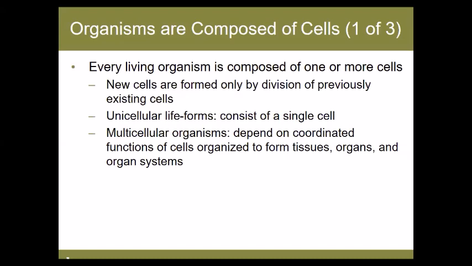Some biological organisms exist only as a single cell. For example, if you look at E. coli bacteria, you're talking about a single-celled organism. Most organisms would fall into the category of multicellular. They have more than one cell, and those cells generally are organized to form things like tissues and organs and organ systems.